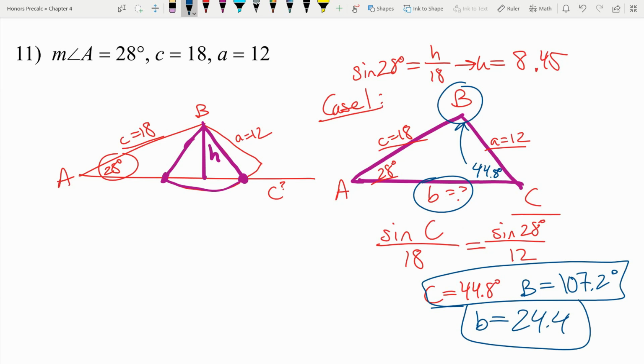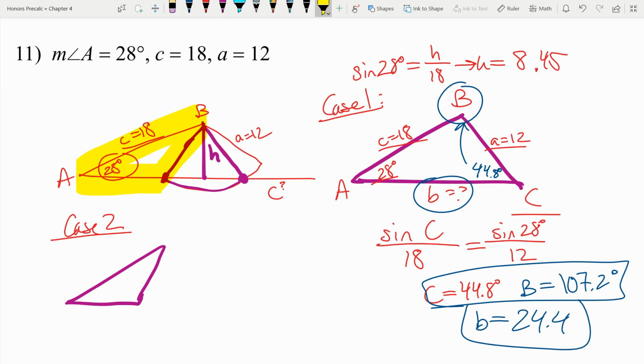Right, but case number 2 is a little bit different story. So case 2 would be this shorter one. So it would look like this. Let's draw that a little better. This one right here, this is the case we're talking about now. Okay, so all the stuff gets labeled the same. So this would be A, this would be B. Our angle C moves over here now, so it's a little bit different setup. This is still 28 degrees. This is still 18 over here for C. This is still 12 over here for A.